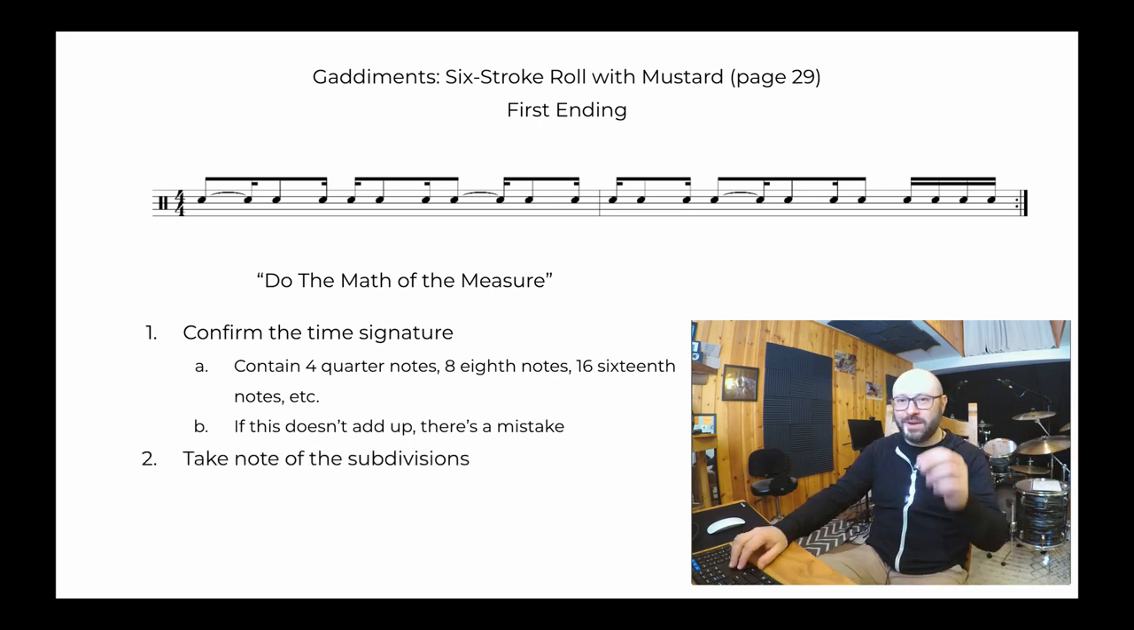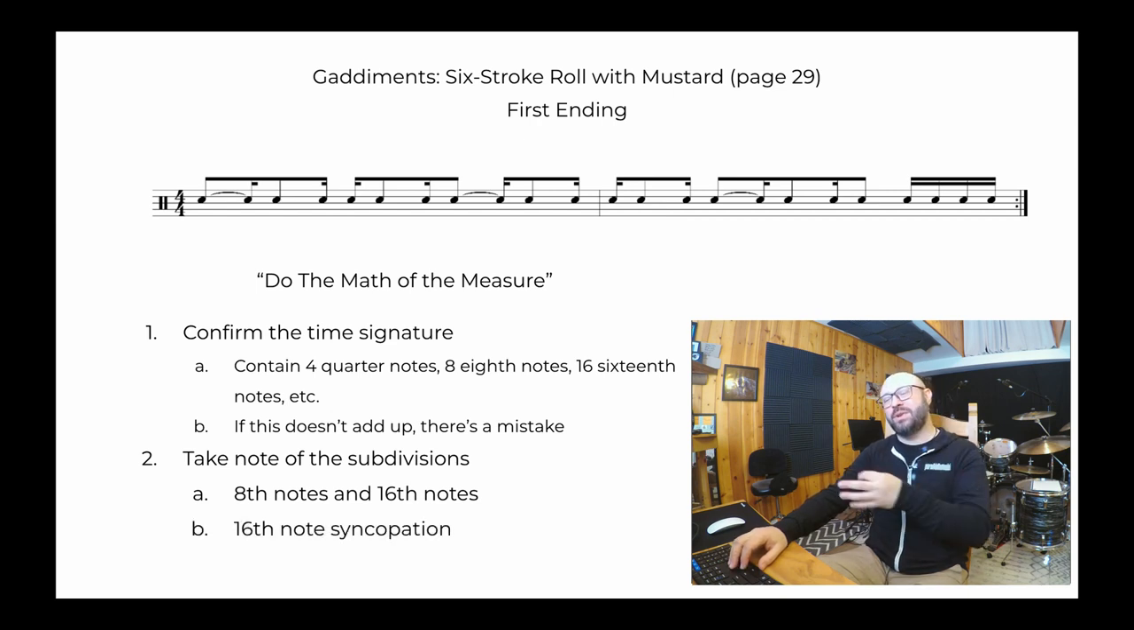Next, we're going to take note of the subdivisions. We're just going to pay attention to those subdivisions. That means, what do we have here? It's eighth notes and 16th notes, okay? And because we're working with eighth notes and 16th notes, we can see it looks a little funky. We can keep in mind we're working with 16th note syncopation. That means we're probably looking at eighth notes that are appearing in places like the E's and the U's, okay?